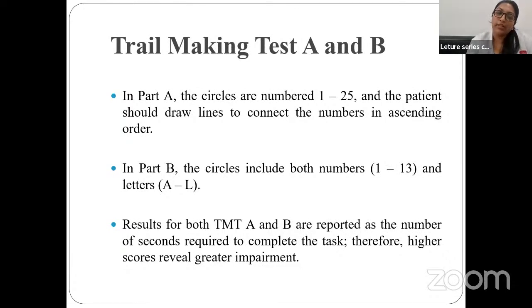Now, results for both TMT A and B are reported as the number of seconds required to complete the task. Therefore, the higher the score, the greater the impairment. That means the more time a patient or any person takes to complete the test, the more is the impairment in the executive function, in the attention span, or in the working memory.